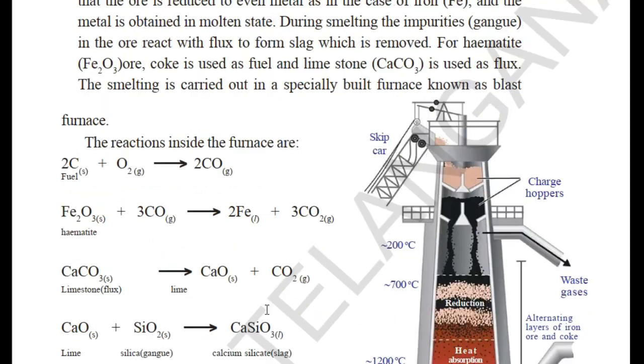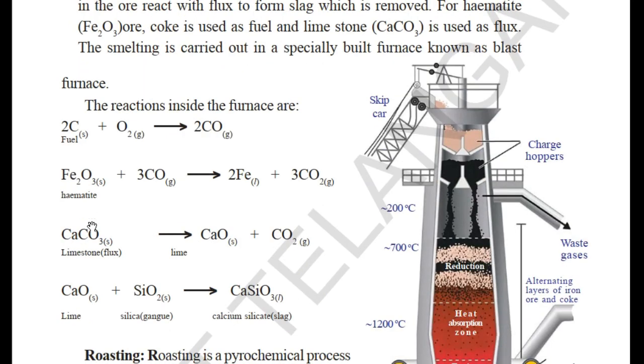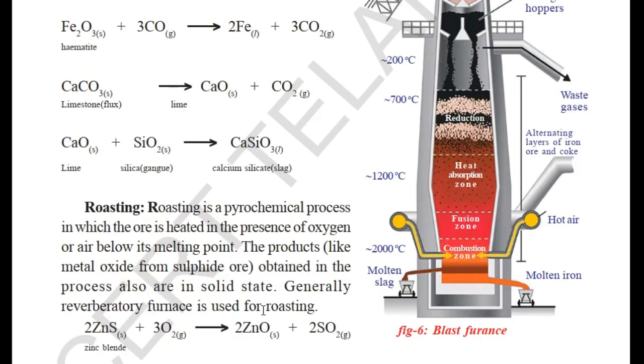So limestone gets decomposed, that is, limestone becomes calcium oxide and carbon dioxide. The dust particles present inside, that is silica or clay, will combine with that and we will get calcium silicate, which is nothing but slag. So you just remember that flux plus gangue gives you the slag.